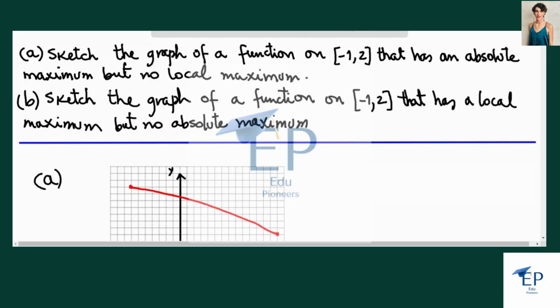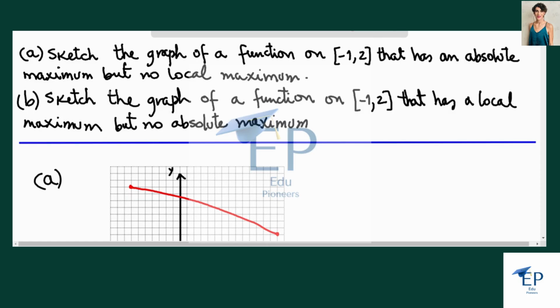In this problem, we have two parts. In part A, we are going to sketch the graph of a function on [-1, 2] that has an absolute maximum but no local maximum. In part B, we sketch the graph of a function on the same interval [-1, 2] that has a local maximum but no absolute maximum. So let's start with part A.